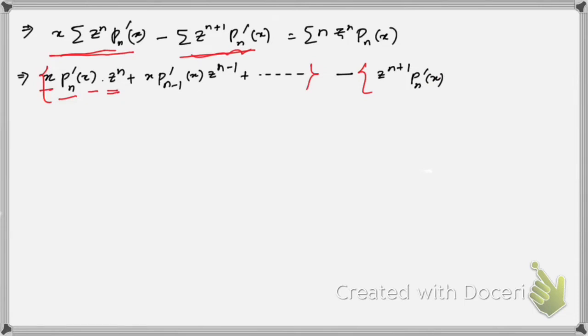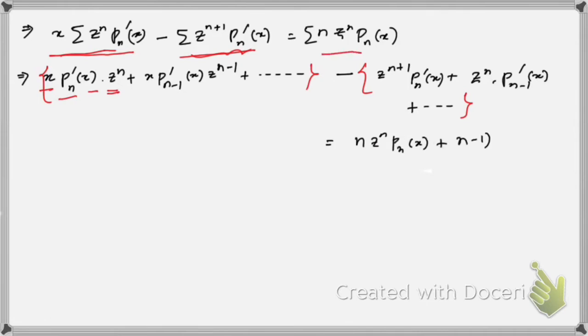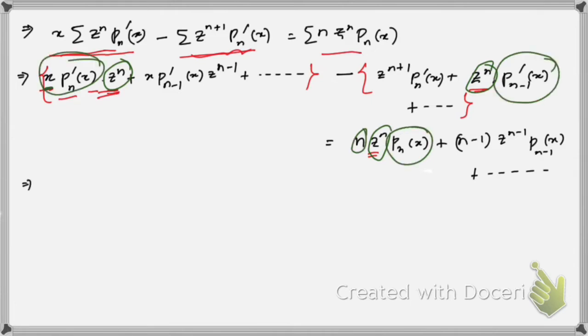And the next term can be written like this, right? z to the n plus 1 Pn dash of x, next will be z to the n Pn minus 1 dash of x, right? And plus dot dot dot, so on. Similarly, the right hand side can be written like this, plus dot dot dot, so on, right? Now equating the coefficients of z to the power n, what you will get? So you will get this relation if you equate the coefficients of z to the power n only, right?